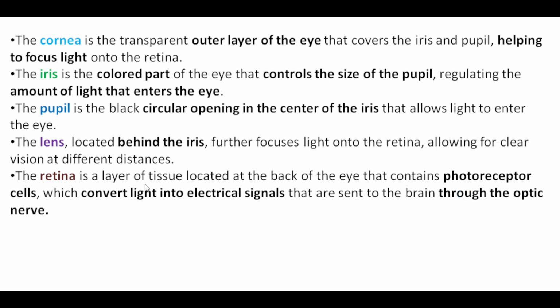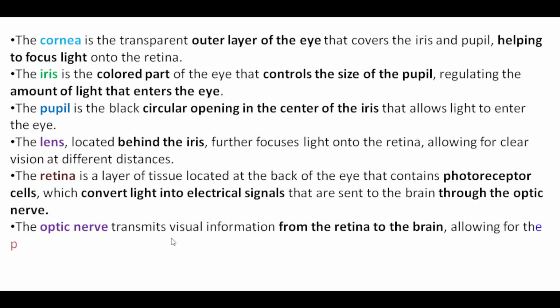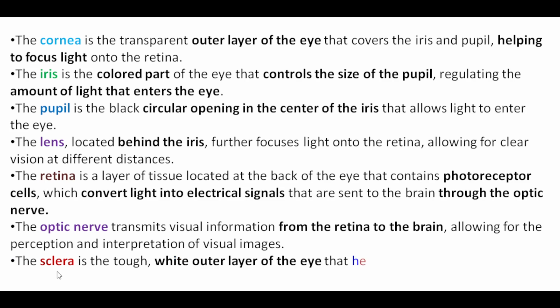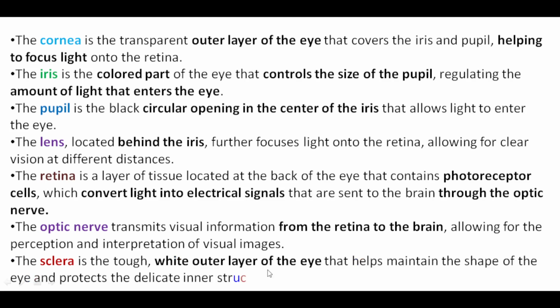The retina is a layer of tissue located at the back of the eye that contains photoreceptor cells, which convert light into the electrical signals that are sent to the brain through the optic nerve. The optic nerve transmits visual information from the retina to the brain, allowing for the perception and interpretation of visual images. The sclera is the tough white outer layer of the eye that helps maintain the shape of the eye and protects the delicate inner structures.